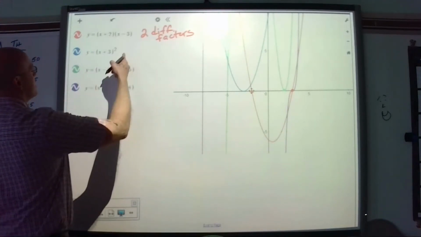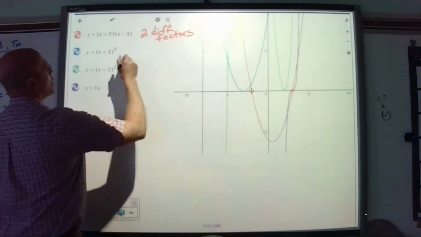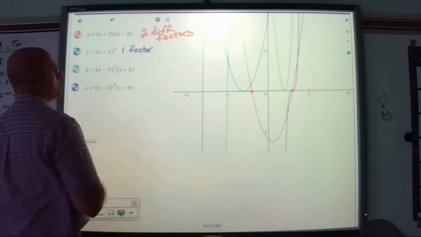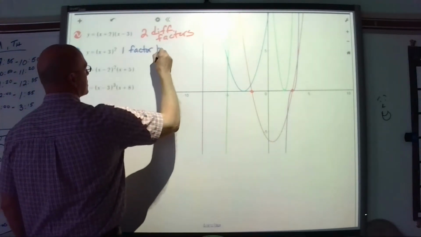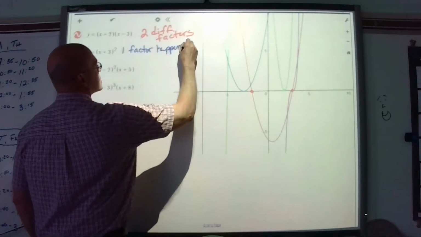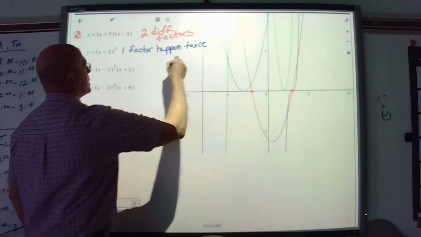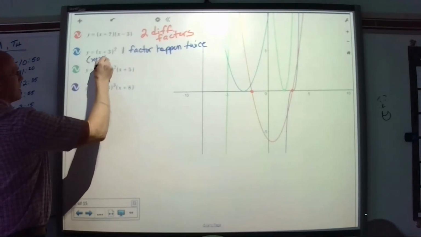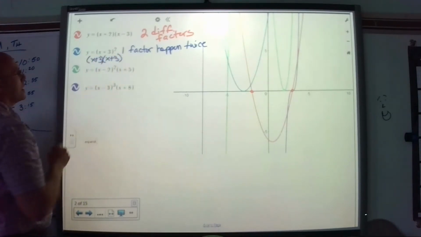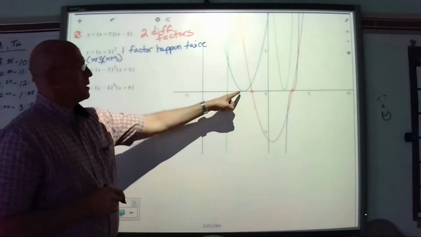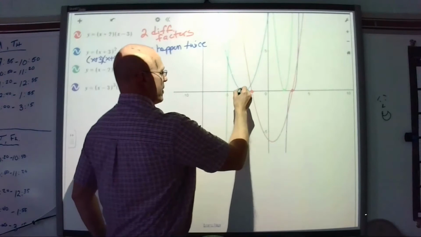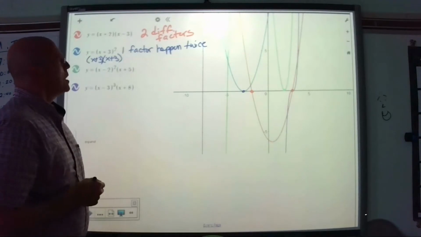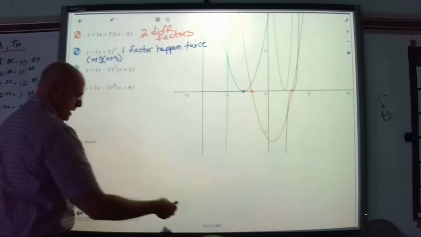Look at this next one here. This next one has 1 factor. It happens twice. This is x plus 3 and x plus 3. And I want you to look at the blue graph. It intersects the x-axis only once. That's weird.